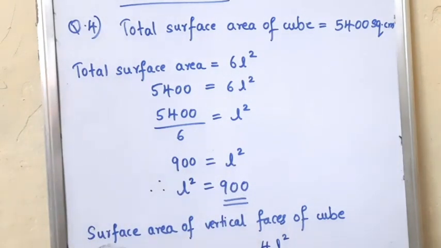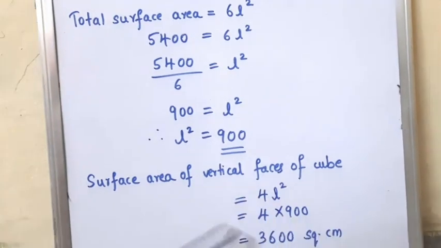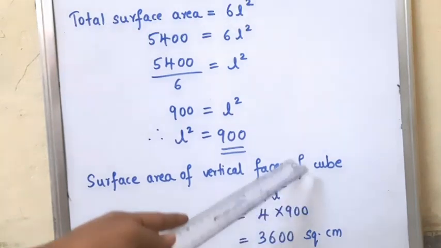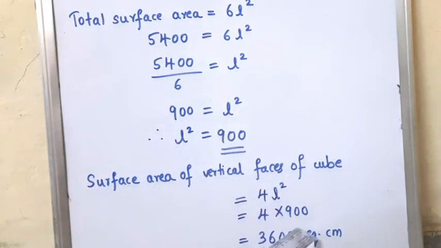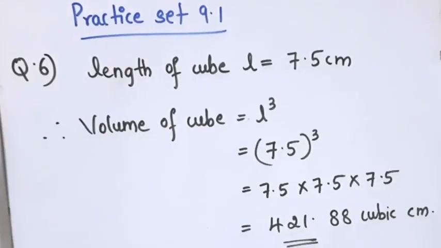Next we will take the surface area of vertical faces of cube, which is equal to 4L square. That is 4 multiplied by L square, which is 900. So 4 into 900 is 3600 square centimeter. Let's go to question number 6. Question number 5 we have already solved in the last class. Question number 6 is very easy. The question is, what will be the volume of a cube having length of edge 7.5 centimeter.